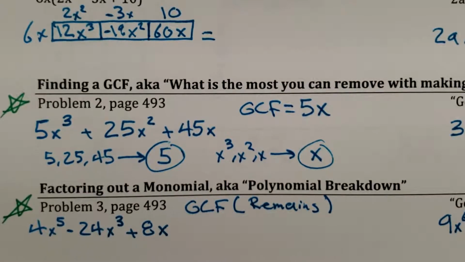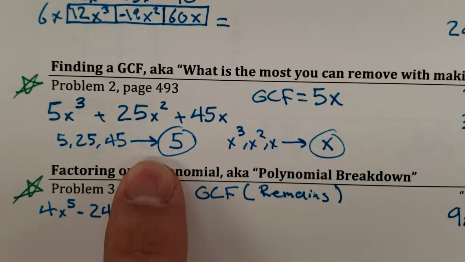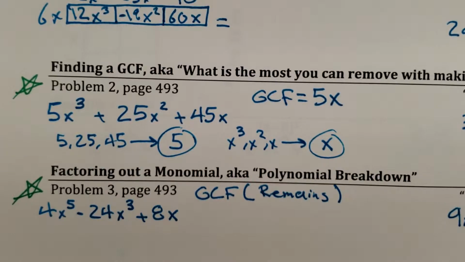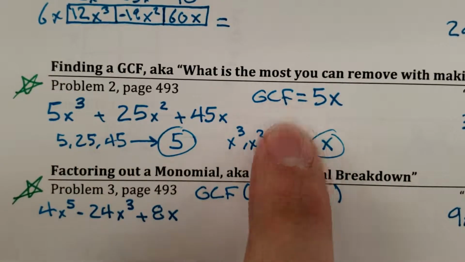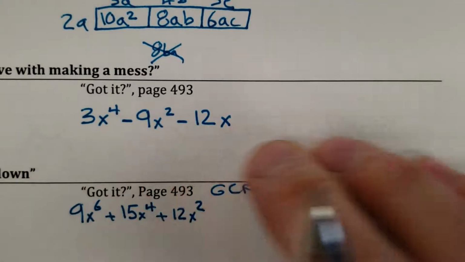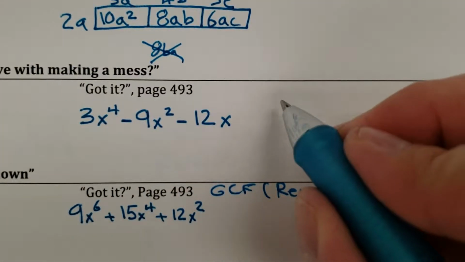What's the most I can take out, number-wise, and then the most I can take out variable-wise without making a mess. I can't do anything more than a 5x. If I try to divide these by more than a 5x, I would make decimals, I would make fractions, and then nobody would have fun, okay? So this is just a lot of big, bad mental math, friends.